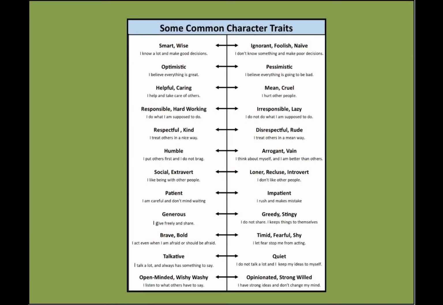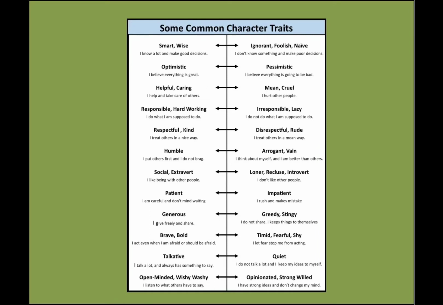Here's a list of some common character traits. Now, this isn't all the traits out there, but they're the ones that are the most common in the books that we read. On the left side are some positive traits like smart and wise, helpful and caring, humble. And on the right side of the list are the opposite, the negative character traits like arrogant, foolish or naive, mean and cruel, arrogant and vain.